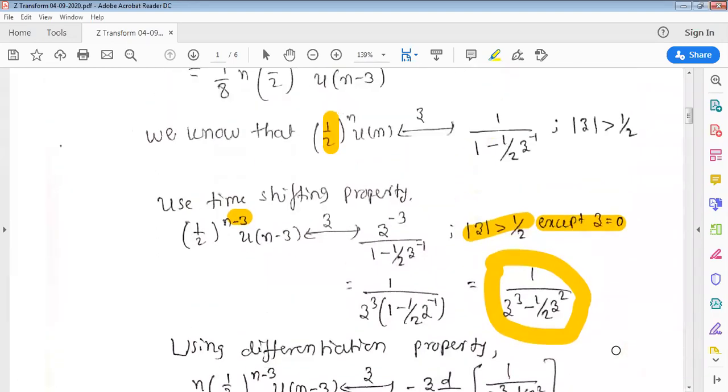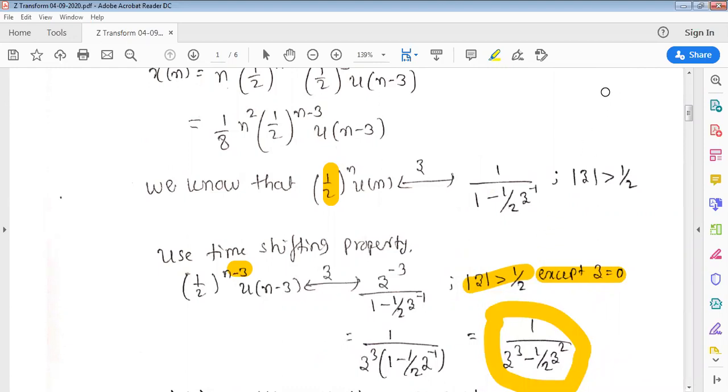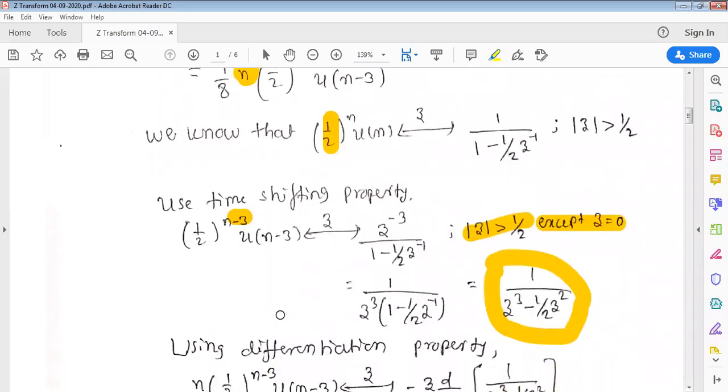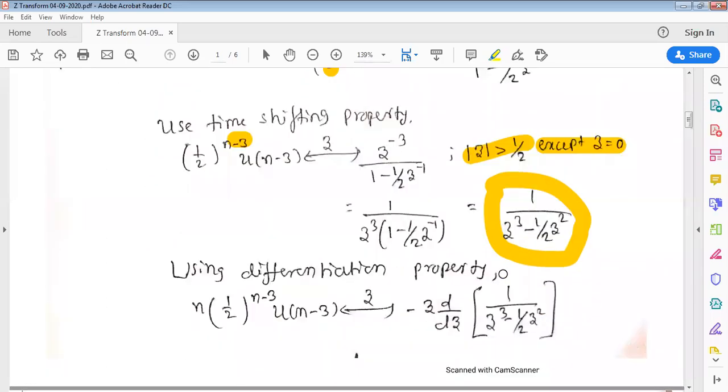Now, since you have n square, look at the term n square into this one. I need to use the differentiation property. The differentiation property should be used one n at a time. Don't write n square into this much. Now the z transform of this much is already available. First, I'll use multiplication by n property.